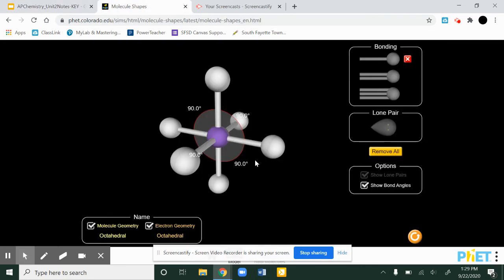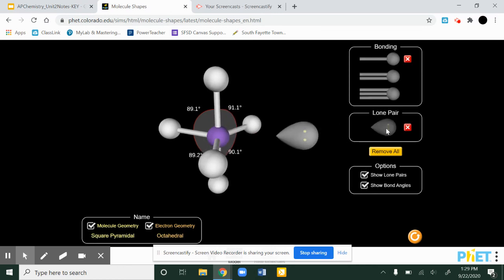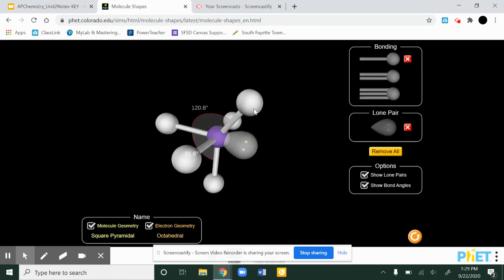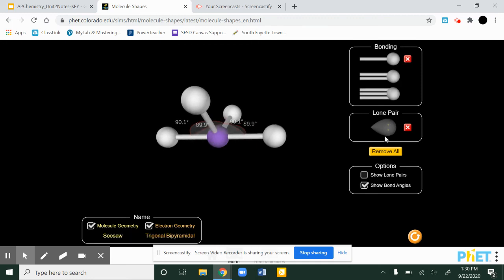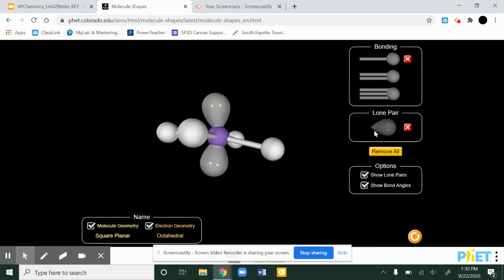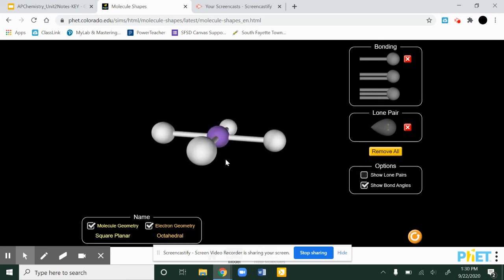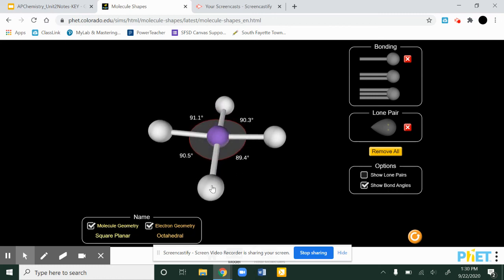If I take one of those bonding domains and add an electron pair, rotate it a little bit, take that electron pair away, it becomes a square pyramid, square pyramidal. Do the same thing, take one bonding pair away, add another non-bonding domain, hide them to show the massive atoms, and I end up with square planar bond angles of 90 degrees.